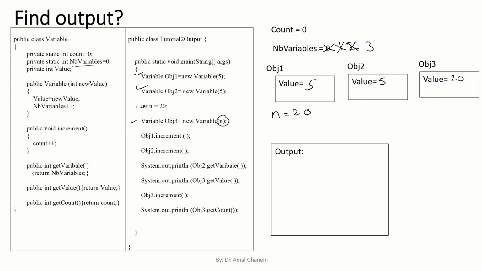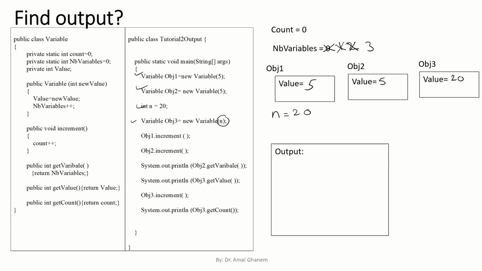So now you can guess the meaning of number of variables. It calculates how many objects we have created so far. When we created object 1, the increment was 1. When we created object 2, number of variables was incremented to 2. Object 3, the counter was incremented to 3. If I create object 4, the number of variables will be 4. So it will keep counting how many objects you are creating.